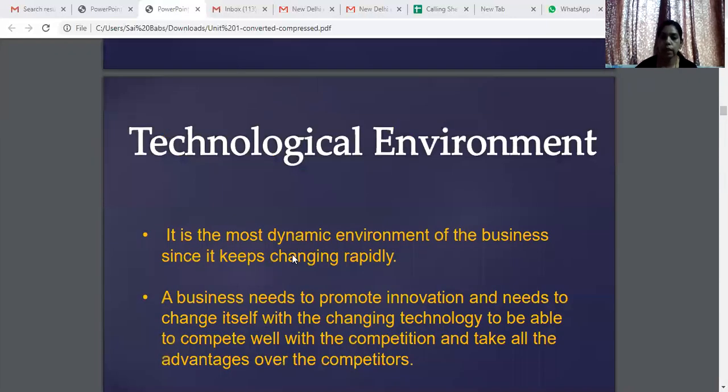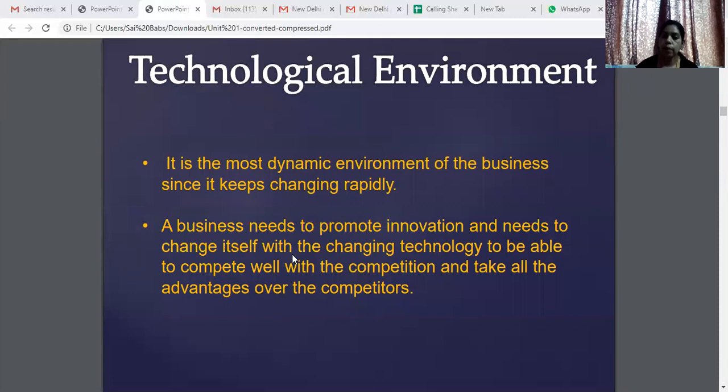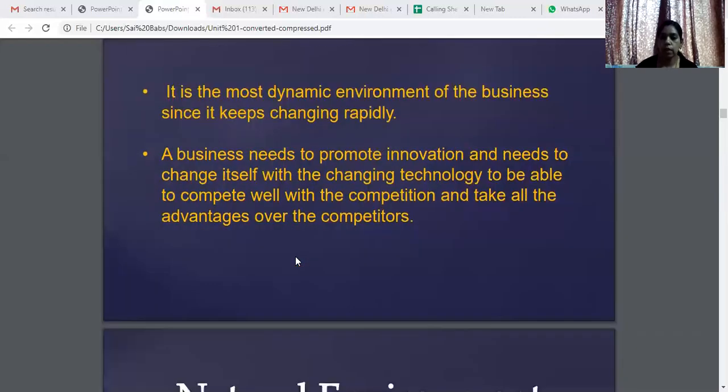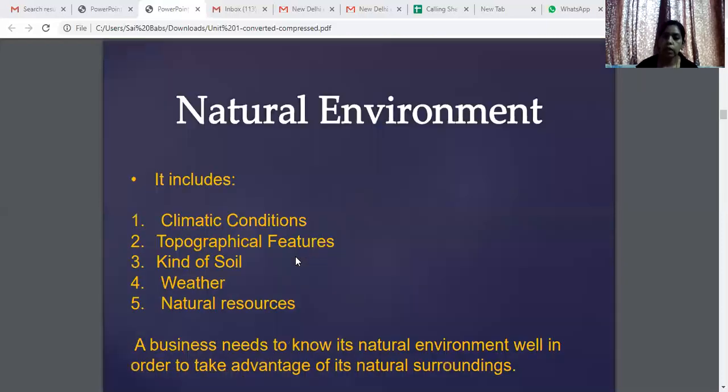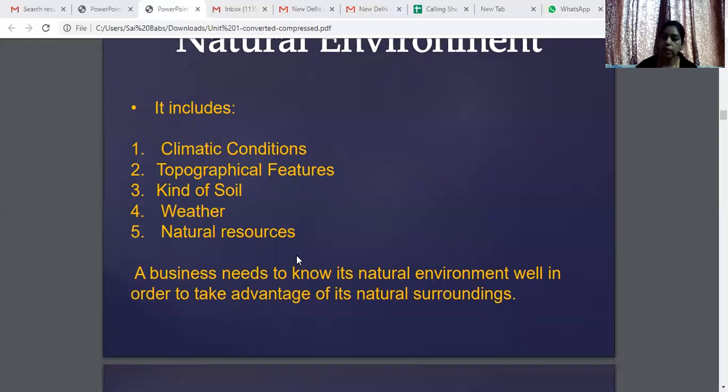Technological environment. Next, the most dynamic environment of business is the technological environment because it is always changing. So innovation, inventions, change in technology. So we have to understand everything when we talk about success in business. Then the natural environment. Natural environment means the climate or the kind of soil, weather, natural resources. So all these things, they affect the business.